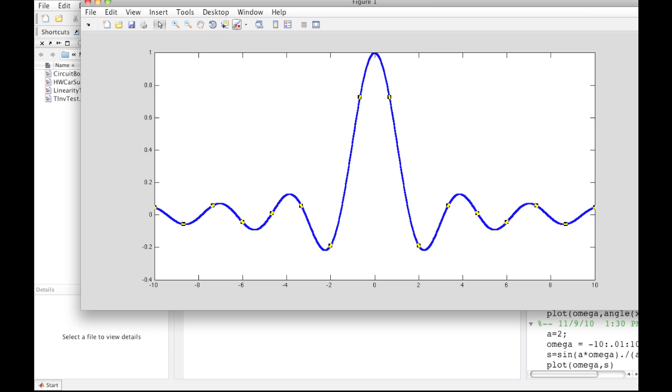So this plots the sinc function as a function of omega. You'll notice that it goes up to a value of 1 at omega equals 0. And it has a value of 0 everywhere that the sine function is 0 except for omega equal to 0. So it's 0 when the argument is an integer multiple of pi. Now, in our case, because the argument of the sinc function is a times omega, and a is 2, we get zeros whenever omega is an integer multiple of pi over 2.